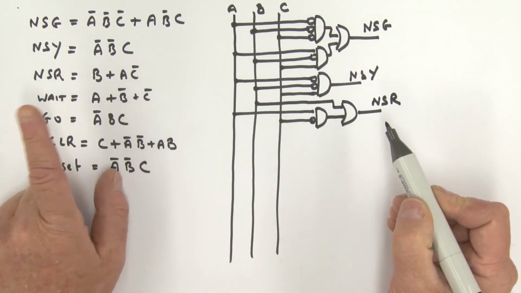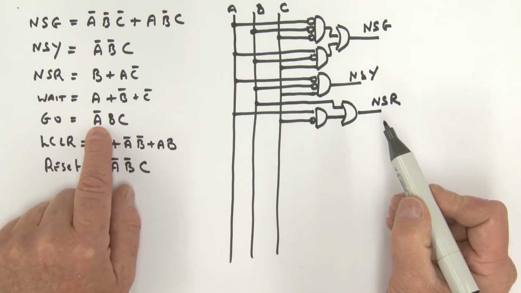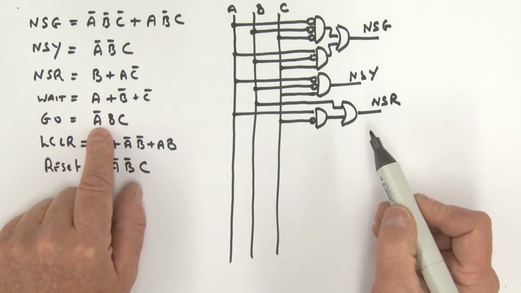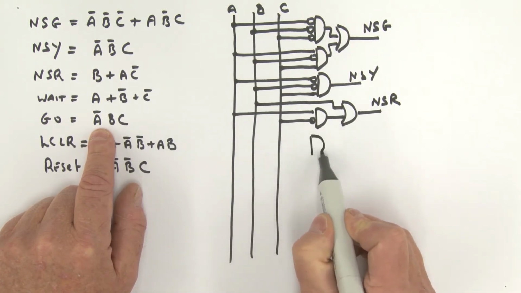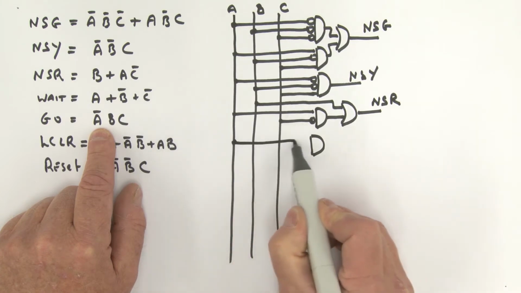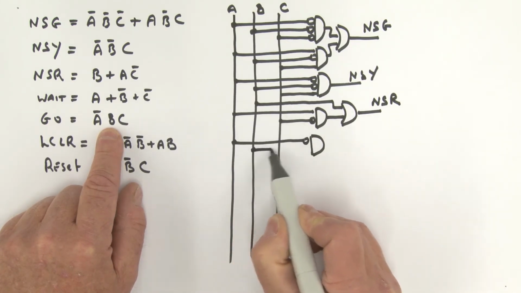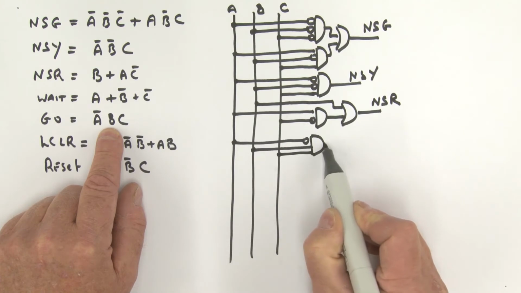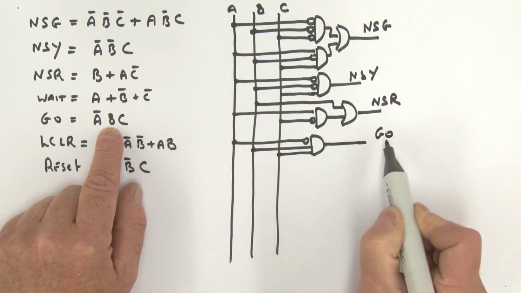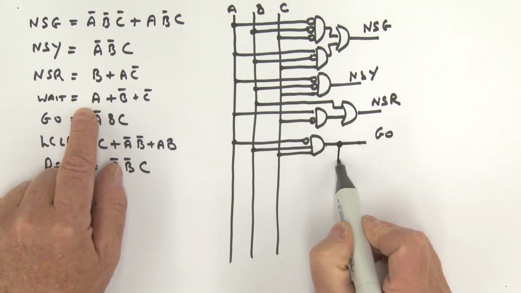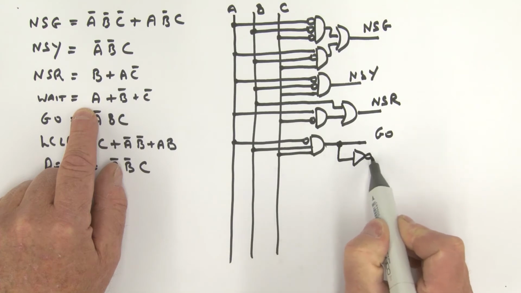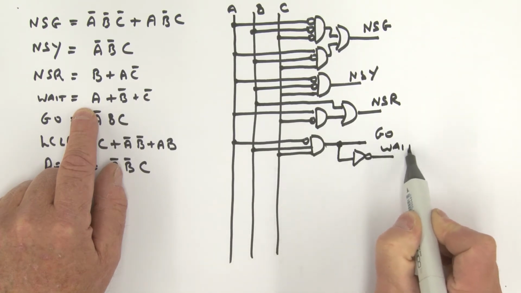All right, what else do we have? We have wait and we have go. You'll notice that one is the inverse of the other. So let's go ahead and implement go first. Go is a product term. Here we're feeding in A bar, and then we've got B, C. So that is really go. Well, what is wait? Wait is the not of go. So I could simply grab the output of go, feed it through an inverter, and there you go, there is wait.